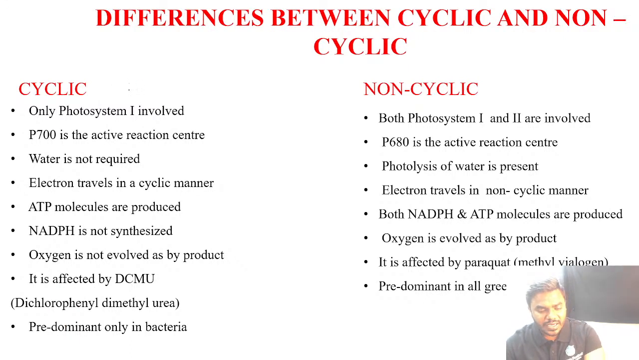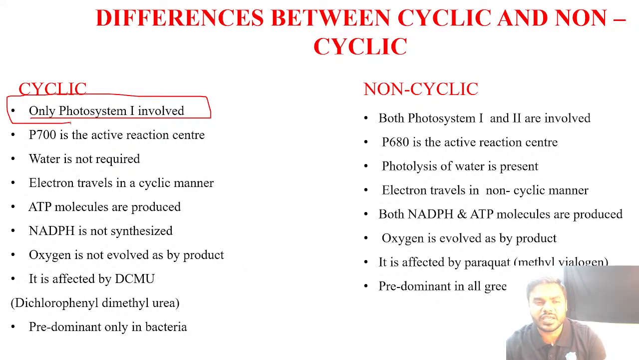In case of cyclic photophosphorylation, friends, only one photosystem is involved. Correct? So it may be anything. Sometimes it may be PS2 also.